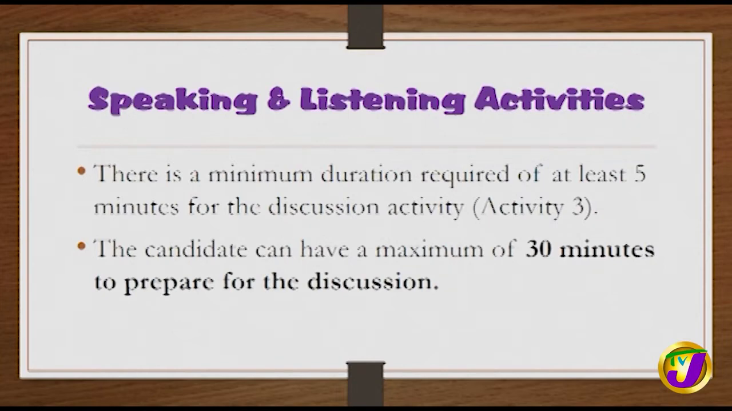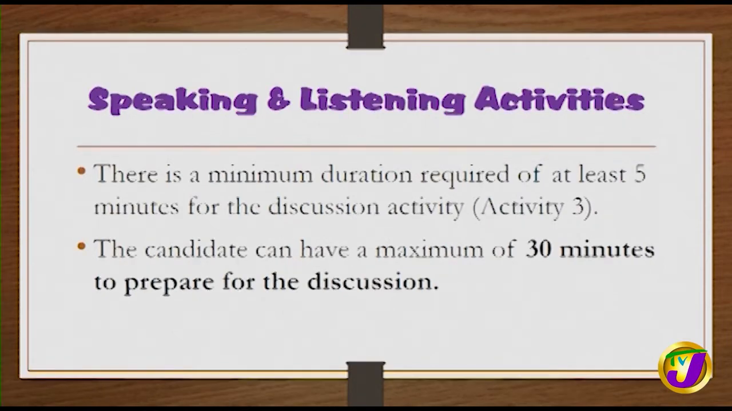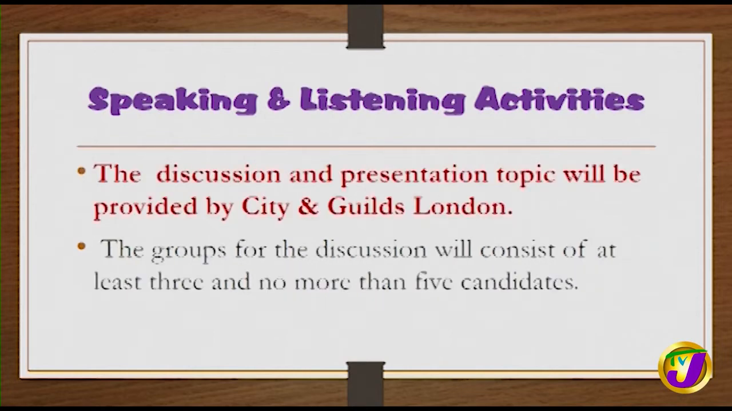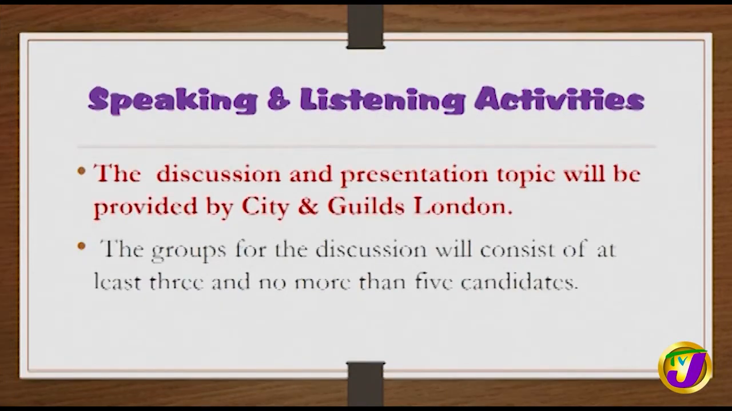The candidate can have a maximum of 30 minutes to prepare for the discussion. So on the day of the exam, you will get at least 30 minutes to prepare for your group discussion. The discussion and the presentation topic will be provided by City and Guilds London. The groups for the discussion will consist of at least 3 and no more than 5 candidates, and you will actually be placed in these groups on the day of the exam, not before.